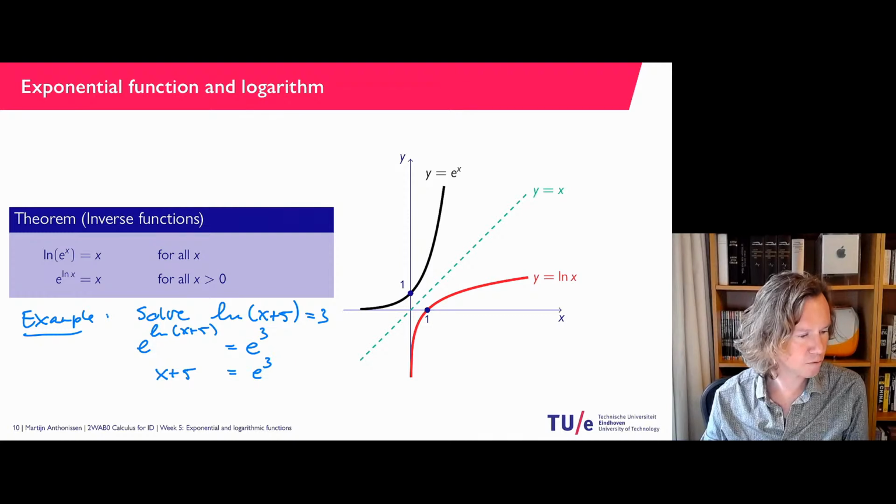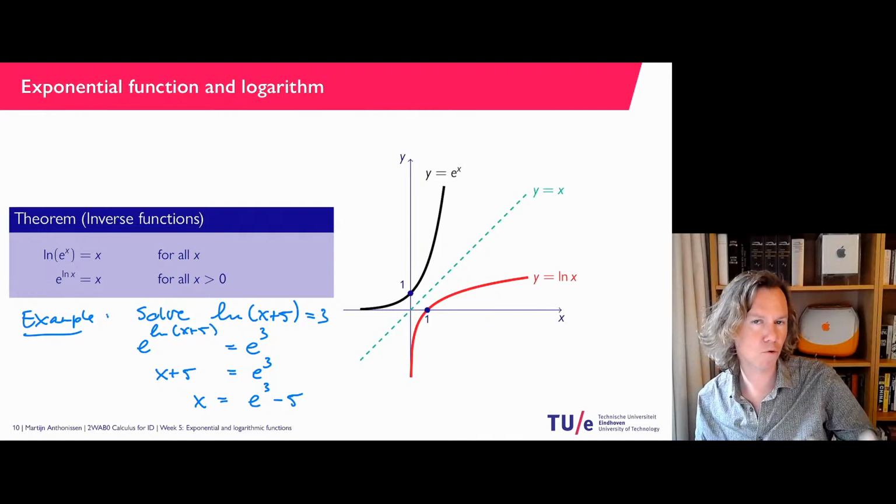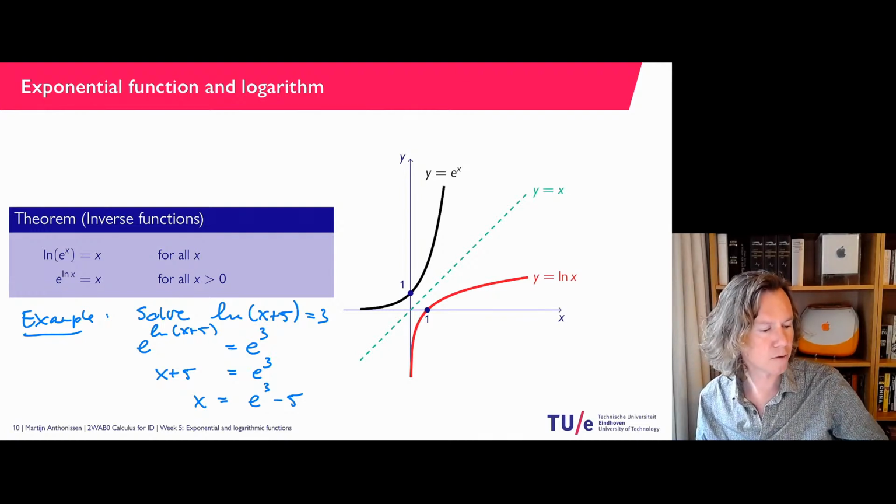And in other words, we find that x equals e to the power 3 minus 5. So this is how you can solve these types of equations with logarithms or exponential functions. Basically, you have to use that they're each other's inverses.